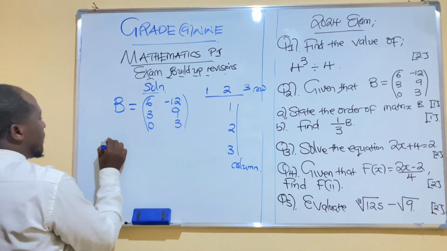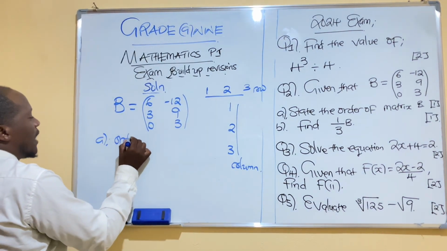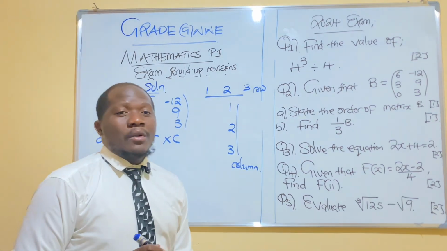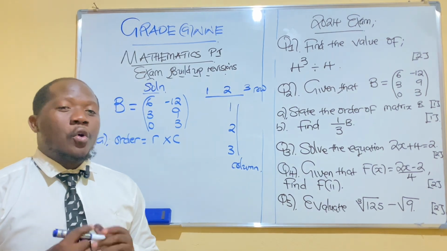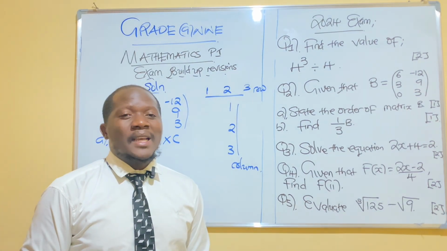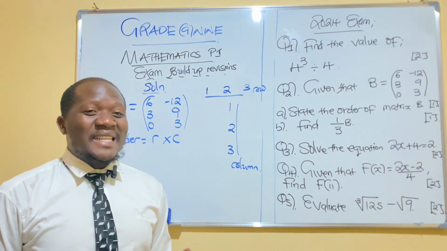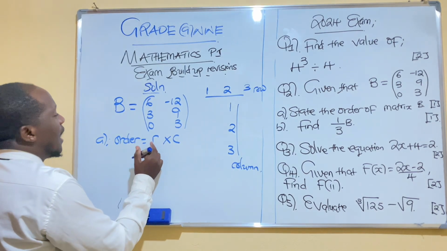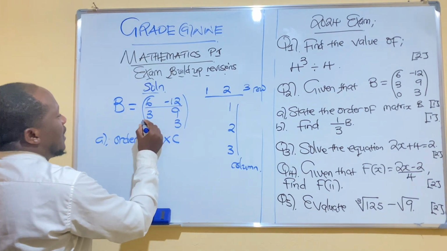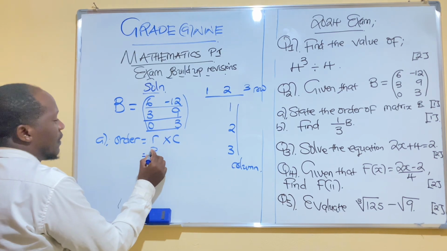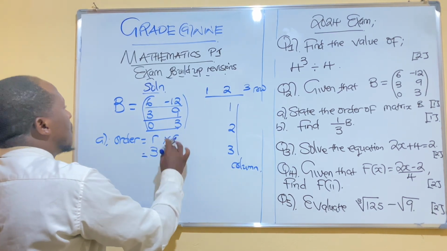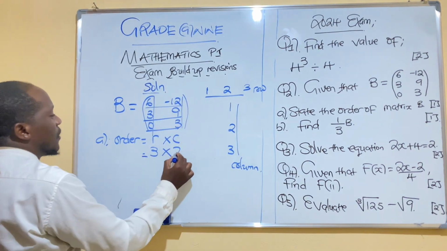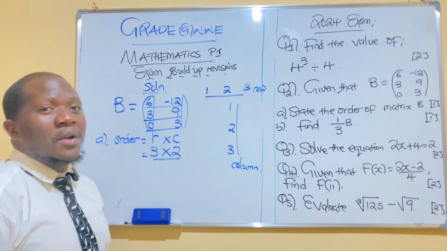So in this case on A, the order is going to be rows multiplied by columns. When it comes to finding the order, we only count the number of rows as well as the number of columns without actually having to multiply to get a real figure. So how many rows do we have? We count 1, then 2, then 3. So we have 3 rows multiplied by how many columns? We have 6, 3, 0. It's the same line, so 1, then 2. This is a 3 by 2 matrix.